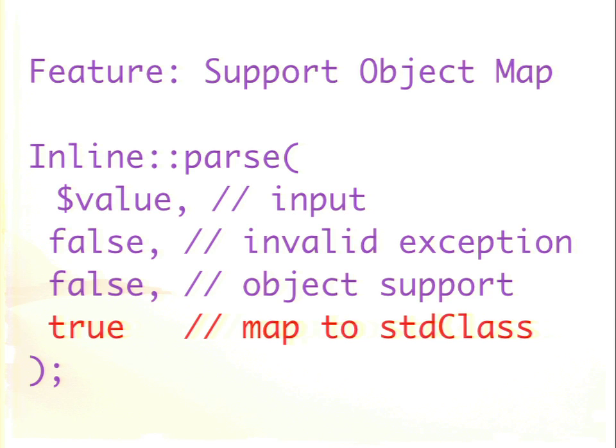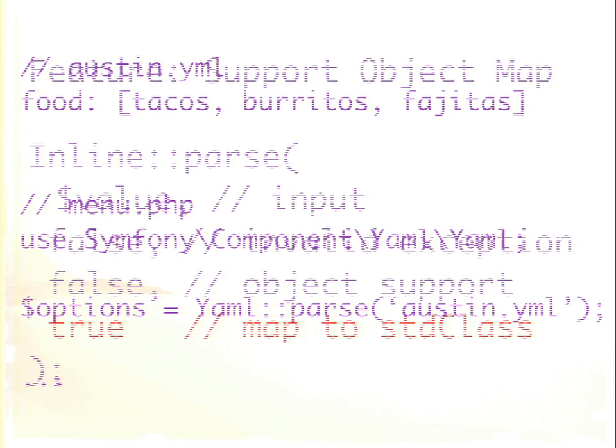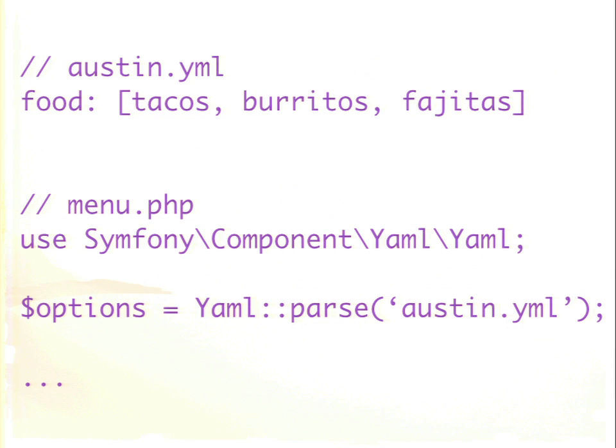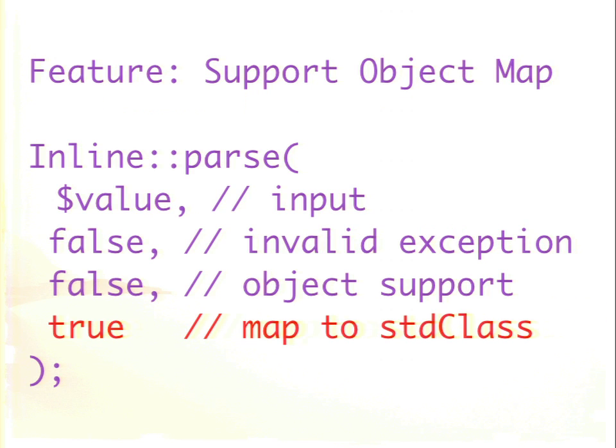So in YAML recently, like this week, someone actually wanted to put a feature inside, and they wanted to add this mapping to a standard class so that when they do, for instance, add fajitas, comma, something like an object with curly braces and stuff, you will actually get a standard class object inside your variable options. Okay? So what to do for that? They added a new argument at the end. So instead of parse having three arguments, the last one with the default values, they added a new one.